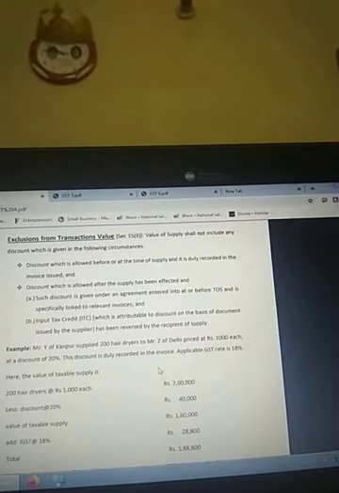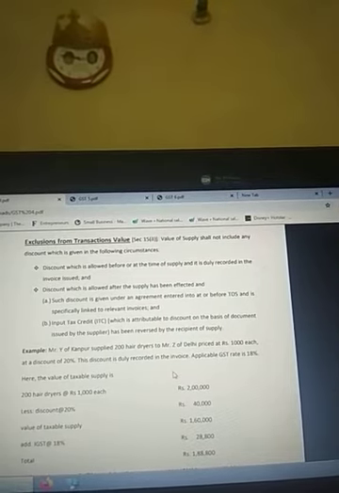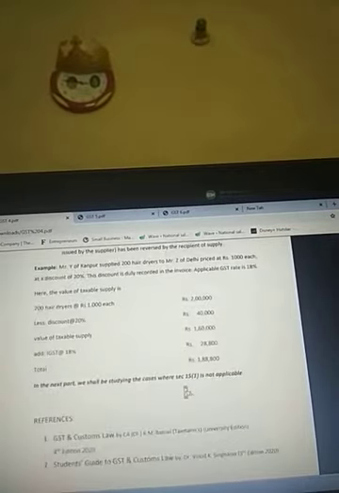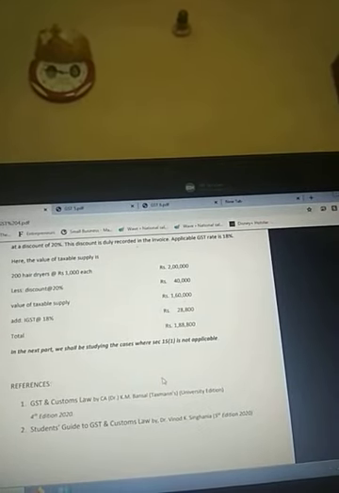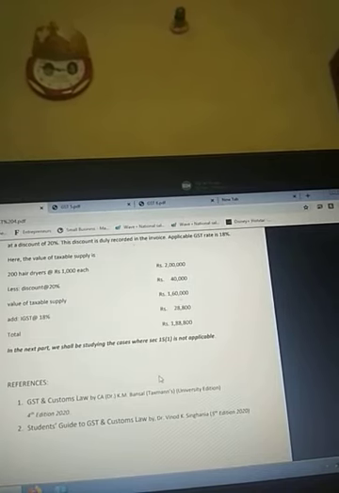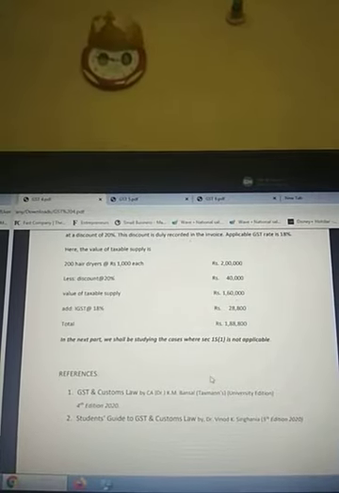Mr. X of Kanpur supplied 200 hair dryers to Mr. Z of Delhi, priced at 1,000 each at a discount of 20%. The discount is duly recorded in the invoice. Applicable GST rate is 18%. Here the value of taxable supply is 200 hair dryers at 1,000 each, which is equal to 2 lakh. Less discount 20%, 40,000. Value of taxable supply 1,60,000. IGST at 18% is 28,800. Total value is equal to 1,88,800.